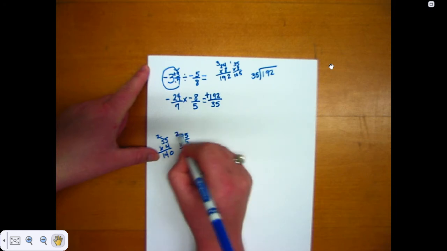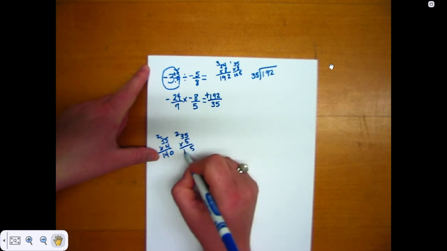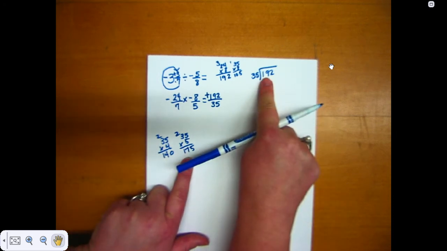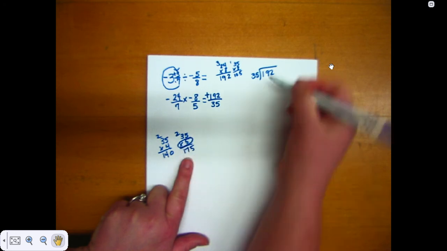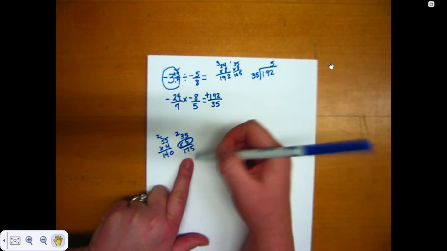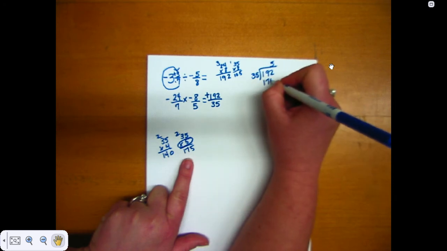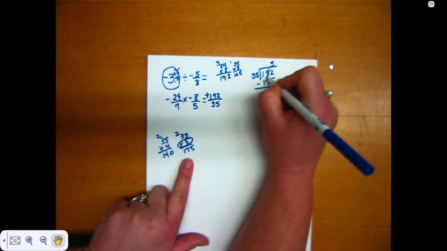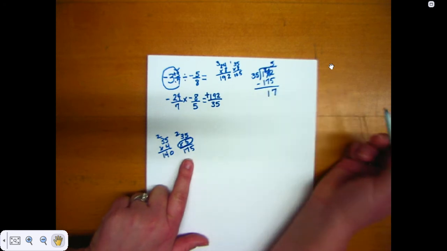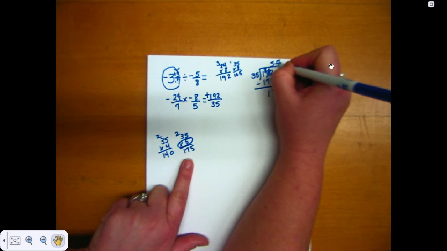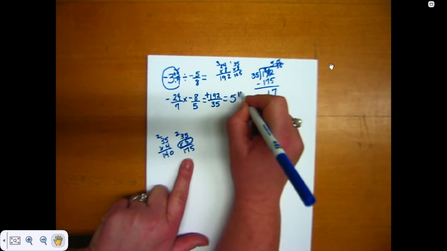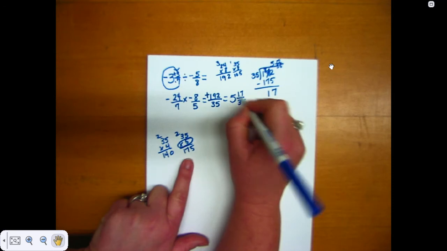So 5 times 3 is 15. 15 plus 2 is 17. Okay, I can't add 35 more and not be over 192, so it's definitely 5. So let's use 5. And we see that 35 times 5 is 175. Subtract. We get 17. 17 35ths. So that is equal to 5 and 17 35ths.